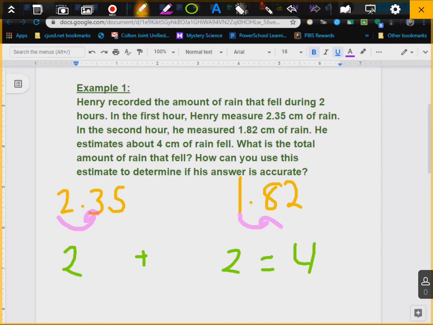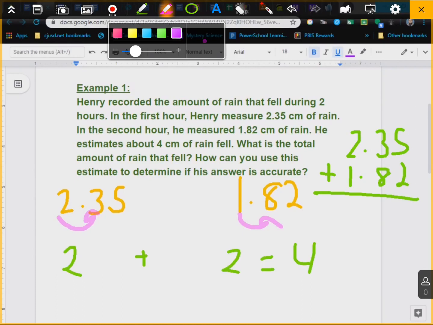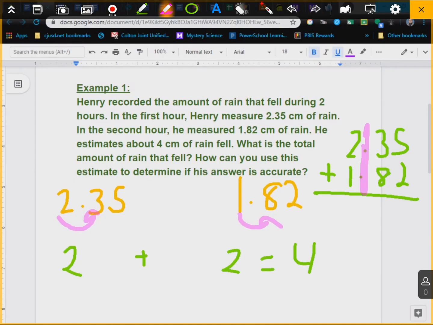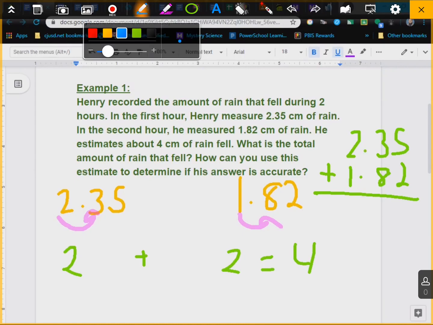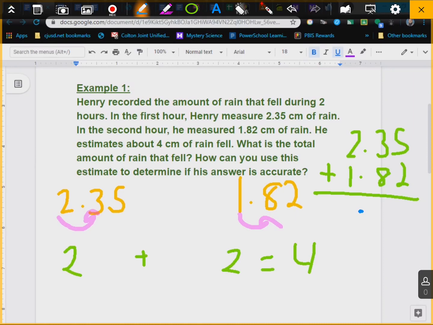And the way that we can do this is 2.35 plus 1.82. I lined up my numbers. I lined up my decimals. If you look, my decimals are all lined up. And now let's solve. I'll put my decimal down first thing. I'm going to add right to left.